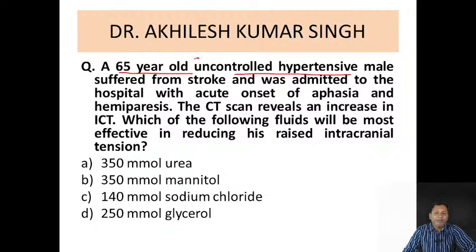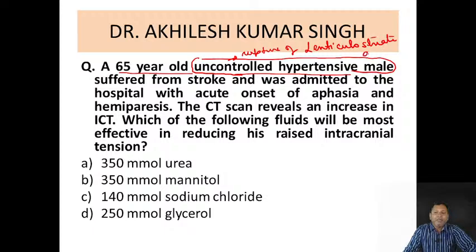So when the blood pressure is not under control, what will happen here? Obviously a stroke will develop. Uncontrolled hypertension, what will it lead to? It will lead to the rupture of the artery, the lenticulostriate artery. So the lenticulostriate artery will rupture, right? So it will rupture, then what will happen here?